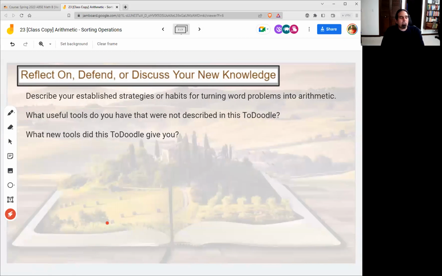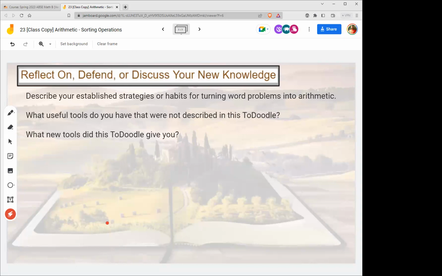Okay, and the discussion, describe what strategies or habits you have already been taught about turning word problems into arithmetic. I mentioned of usually means multiply. So maybe you've learned that. There might be other things you've learned. What do you do to get word problems and turn them into numbers and symbols? What do you do that wasn't on this ToDoodle? Or how did this ToDoodle give you some new tools?